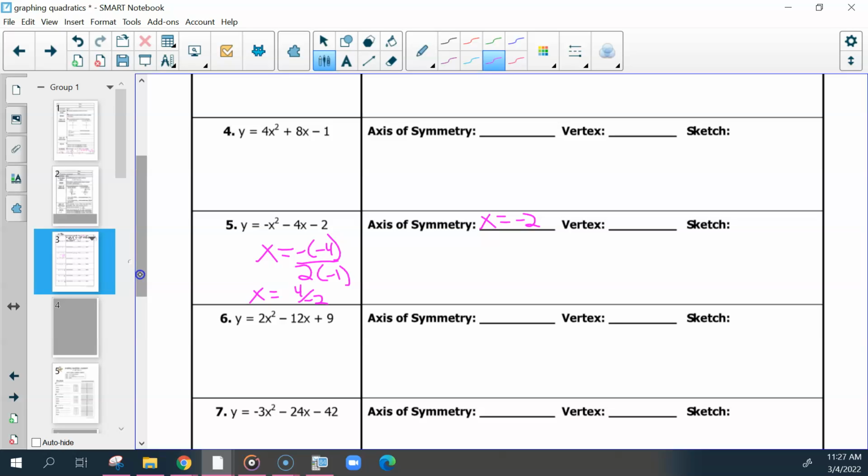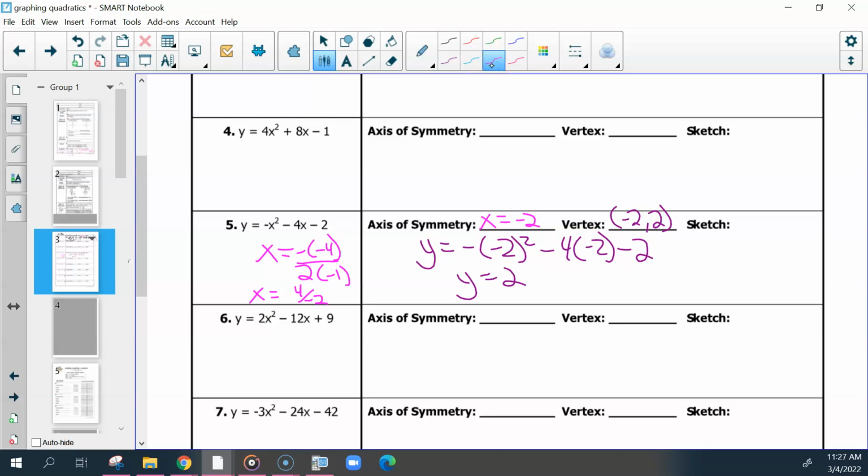So then we can use that to find our vertex. This would be y equals negative, and then negative 2 squared, minus a negative 4 times negative 2, minus 2. There's a lot of negatives and 2's in there. Be careful when you put that in. What would your y value be? So our vertex would be negative 2.